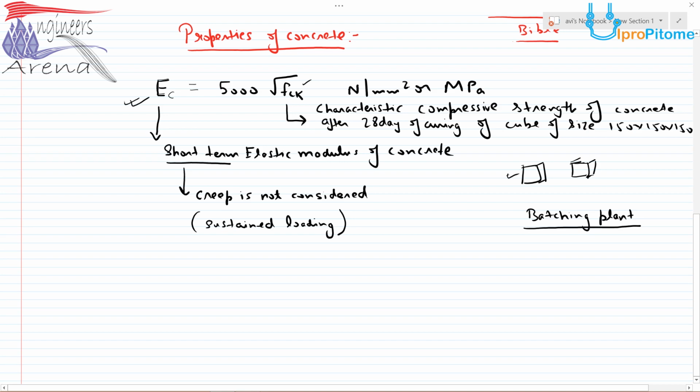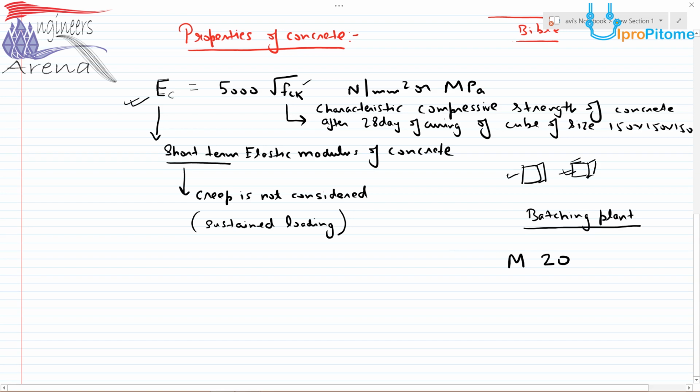What is a batching plant? A batching plant is where we make cubes of this size. Cement, coarse aggregate and fine aggregate are mixed together to form concrete, and then we form a cube and test it on a compression testing machine.